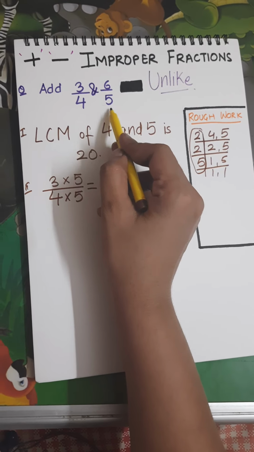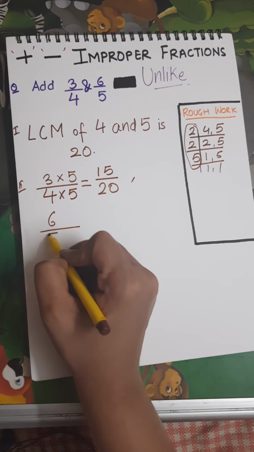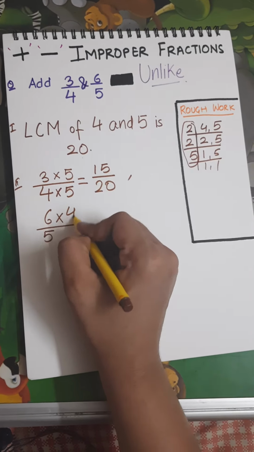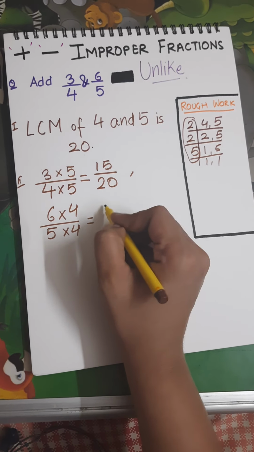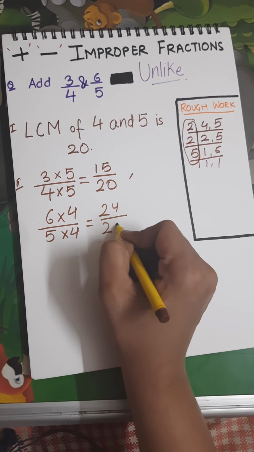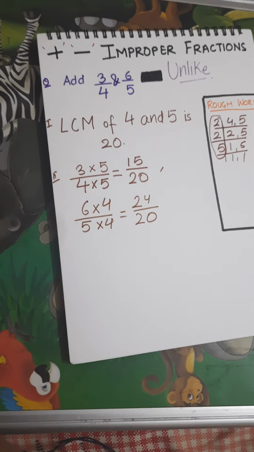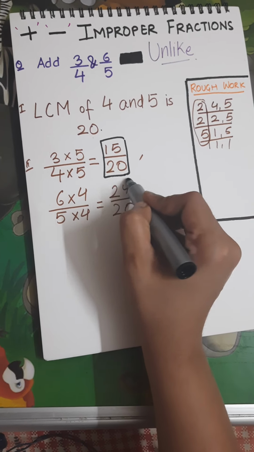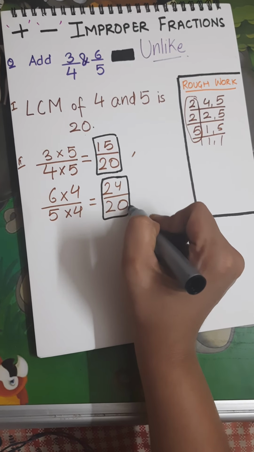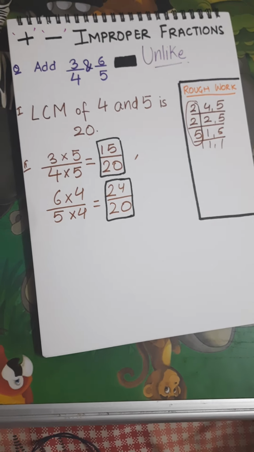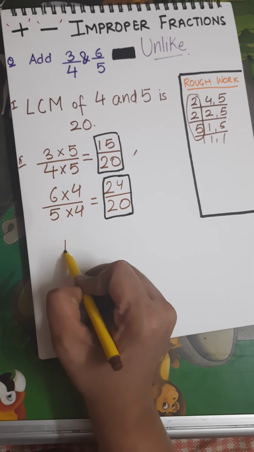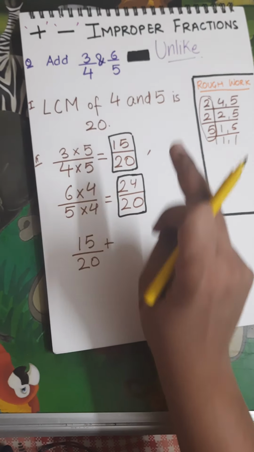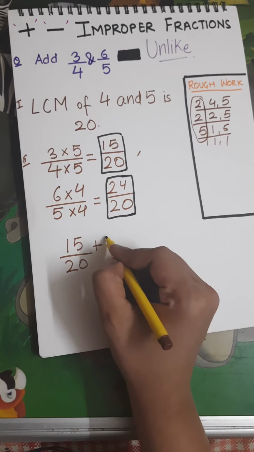And my second fraction, when will I get 20 in 5's table? When I multiply it by 4. So it is 24 by 20. Now please understand, these are my new fractions that I have got to add, right? So my next step, I have to add these like fractions. I have converted these fractions into like fractions with the same denominator.